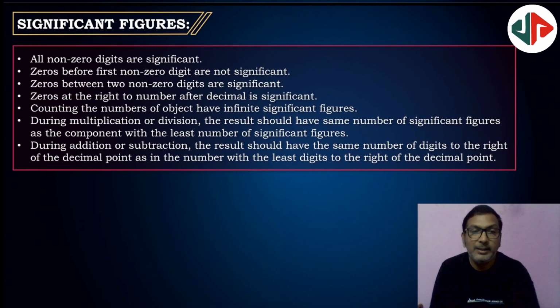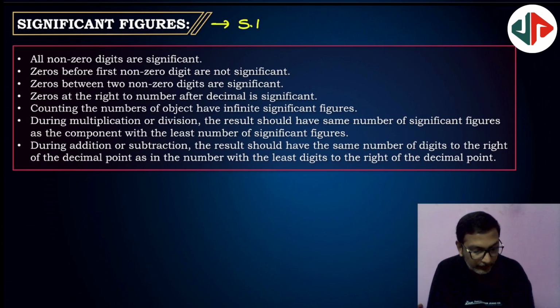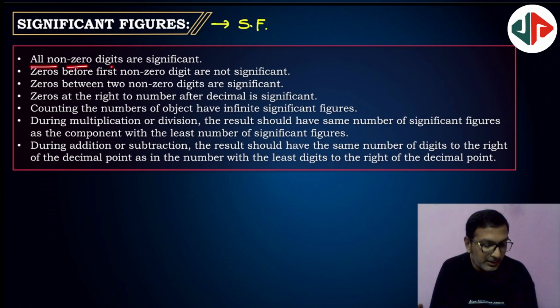So first subtopic is significant figures, simply denoted with SF. Here main points are all non-zero digits are significant. That means we can count all non-zero digits. Next, zeros before first non-zero digit are never significant. We should not count the zeros to the left of first non-zero digit.